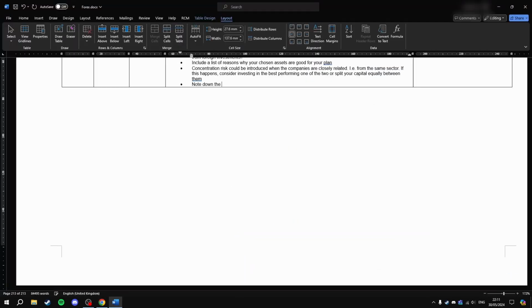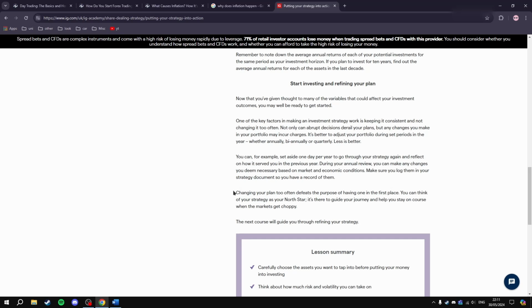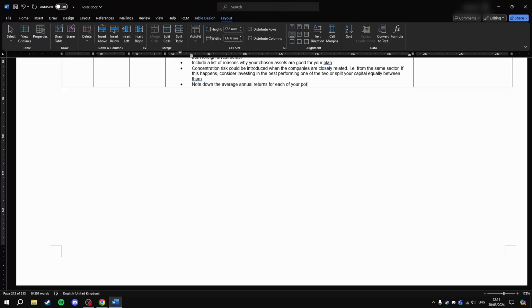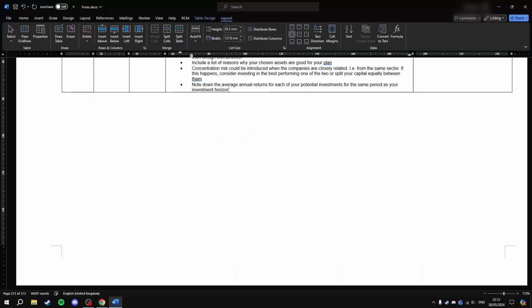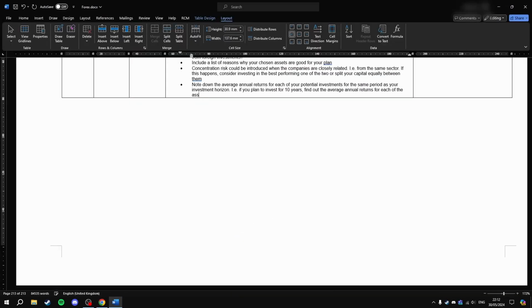Note down the average annual returns for each of your potential investments for the same period as your investment horizon, i.e., if you plan to invest for 10 years, find out the average annual returns for each of the assets in the last 10 years.